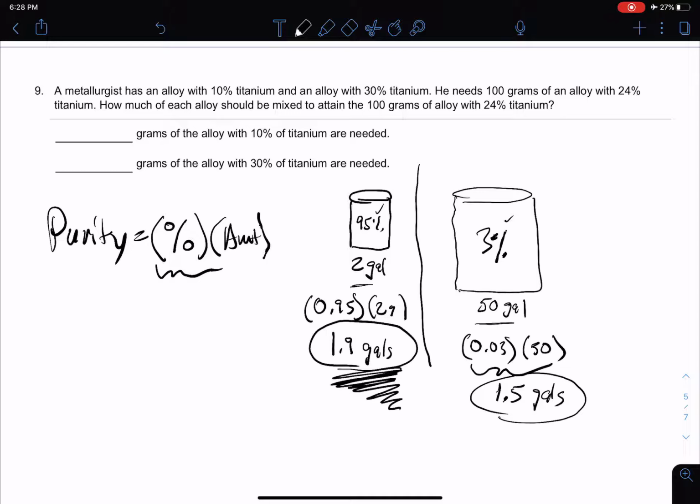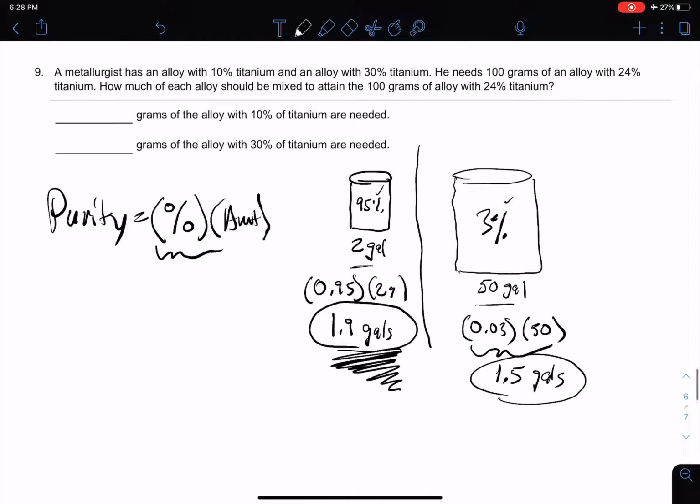It says a metallurgist, okay, a person who melts down metal and makes alloy, has an alloy with 10% titanium and an alloy with 30% titanium. So they've got this chunk of metal that has 10% titanium in it and another chunk of metal that has 30% titanium in it. He needs 100 grams of an alloy with 24% titanium.